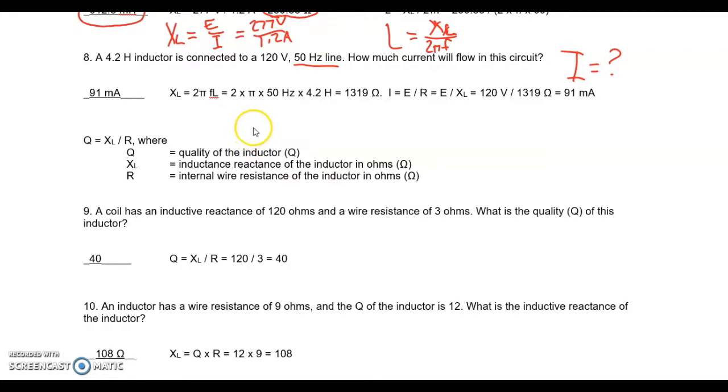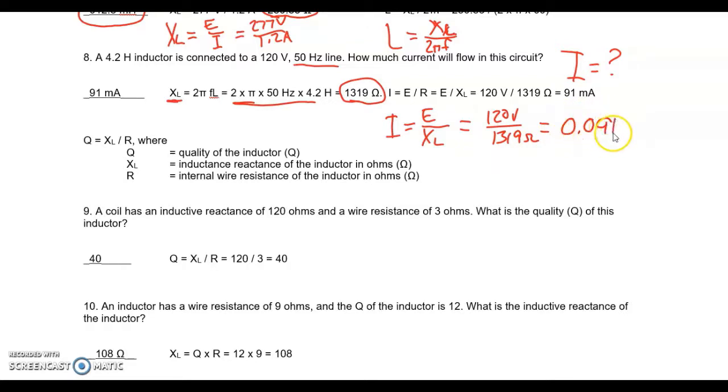So the first thing we're going to do is figure out what inductive reactance is. Again, inductive reactance is the current limiting thing in an inductive circuit, and we know the formula X sub L equals 2 pi FL. When we do that math right here, we get 1,319 ohms for inductive reactance. And now we can use Ohm's law, but we're going to substitute X sub L for R. That's what this part here is. We're given 120 volts. We just solved for inductive reactance, and we get 0.091 amps, which equals 91 milliamps.